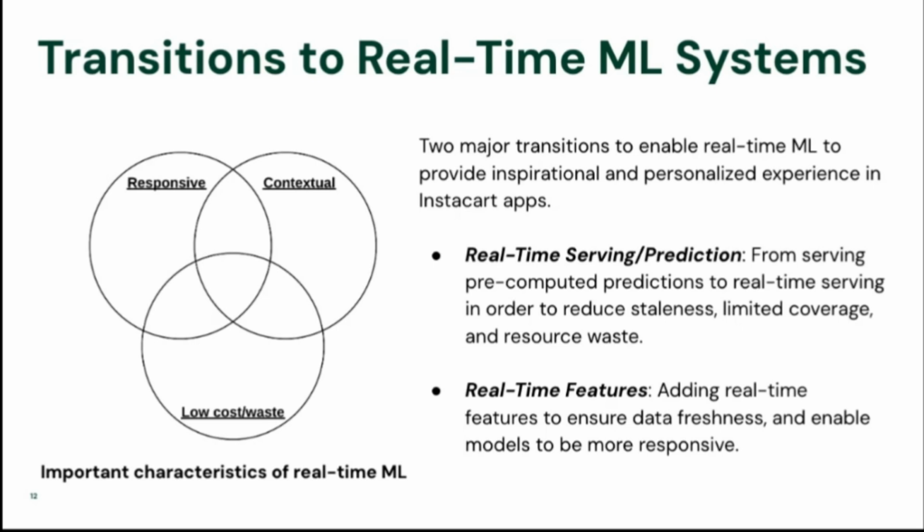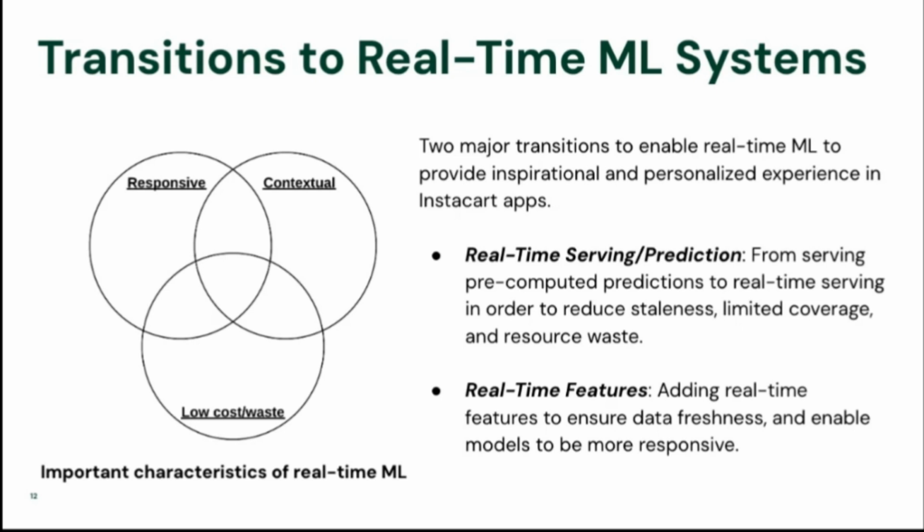So the important next question is, how do we transition the batch ML systems into a real-time ML system that has these important characteristics? We have done this transition in two phases. Among other things, the two major transitions we have done to enable real-time ML are, first, real-time serving or real-time prediction. It's basically shifting from serving pre-computed model predictions to serving the models in real time to respond to the incoming request. And this will reduce the staleness and limited coverage.